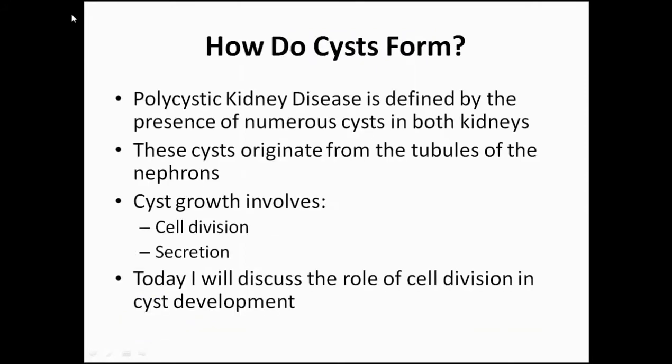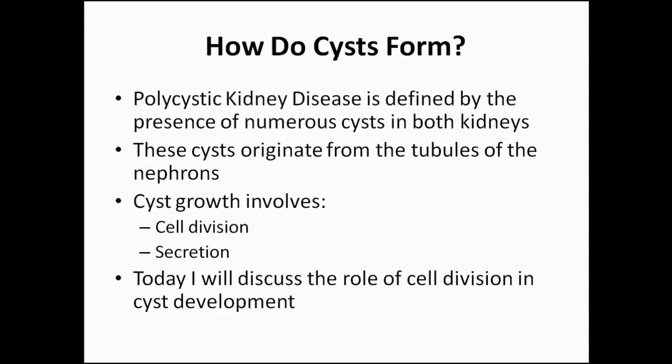So polycystic kidney disease is defined by the presence of numerous cysts in both kidneys. And these cysts originate from the tubules of the nephrons, which are the functional units of the kidney. And we'll be talking about how the kidney works in a future webinar.